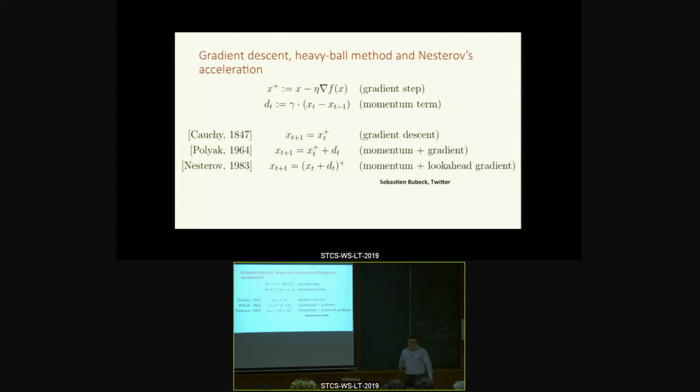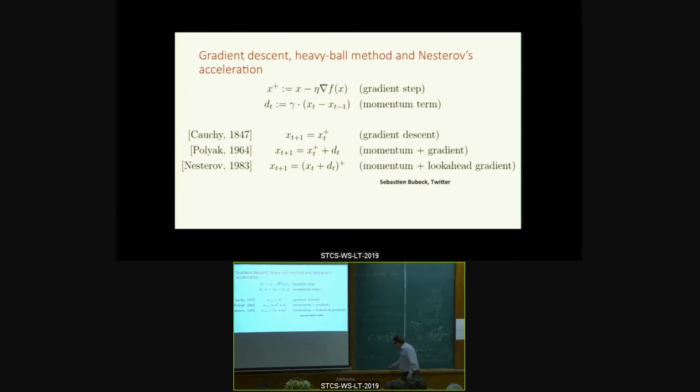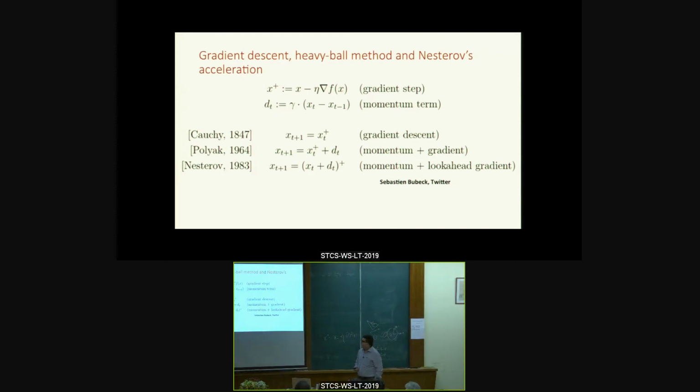But then something interesting happens. If you do the plus of xt plus dt, not xt plus dt, so x plus is this operation of x minus some step size times the gradient of f. So the difference between the two really is where you evaluate the gradient, essentially.